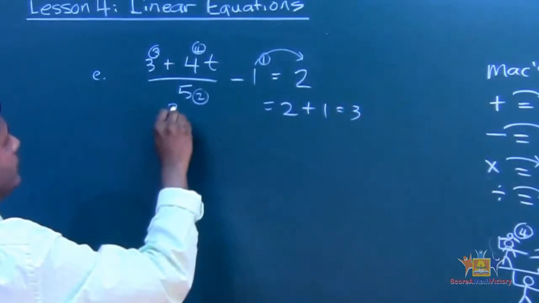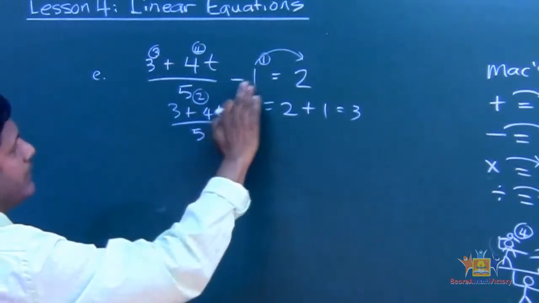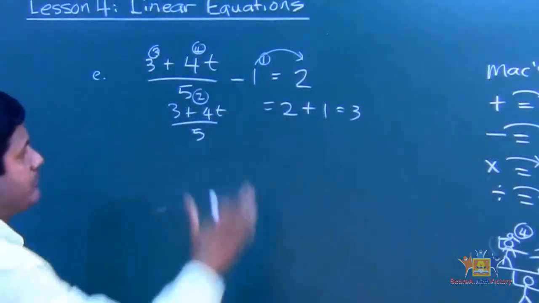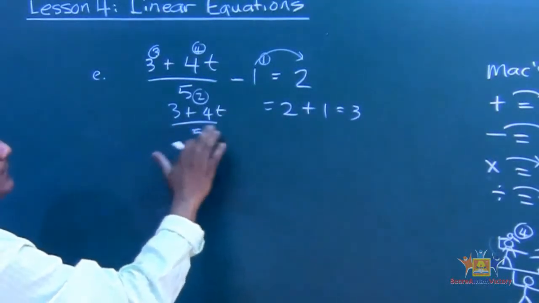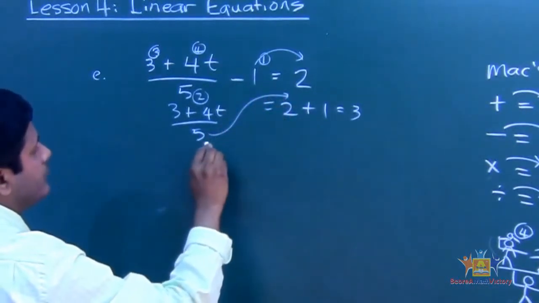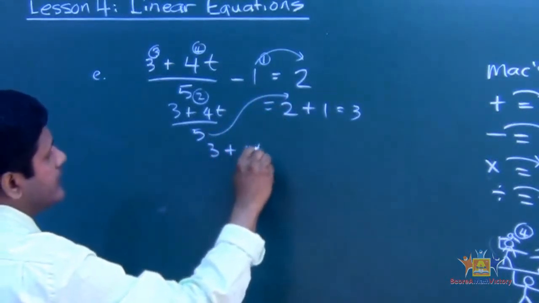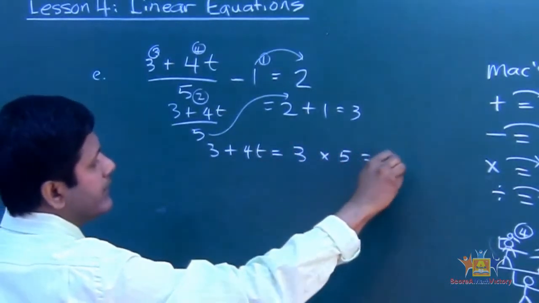And left is what? 3 plus 4t over 5. See that? Because I already taken the -1 across, which subtracting becomes plus. Who got to go next? 5. And what 5 is doing is dividing. Division cross the bridge becomes multiplication. So that means 3 plus 4t equals to 3 times 5, which is 15.